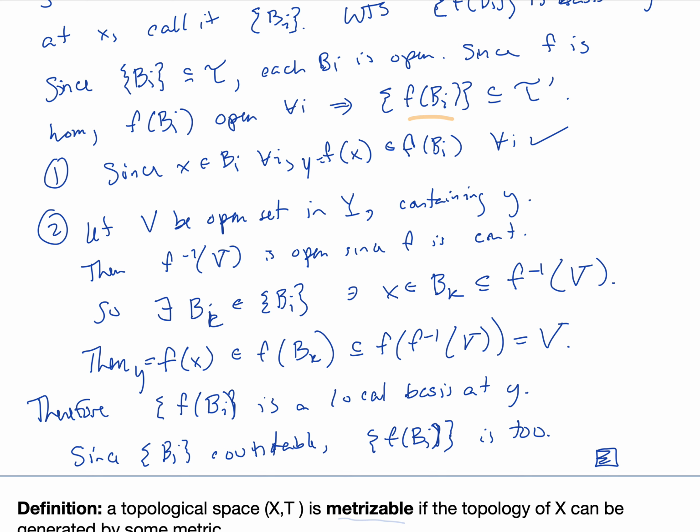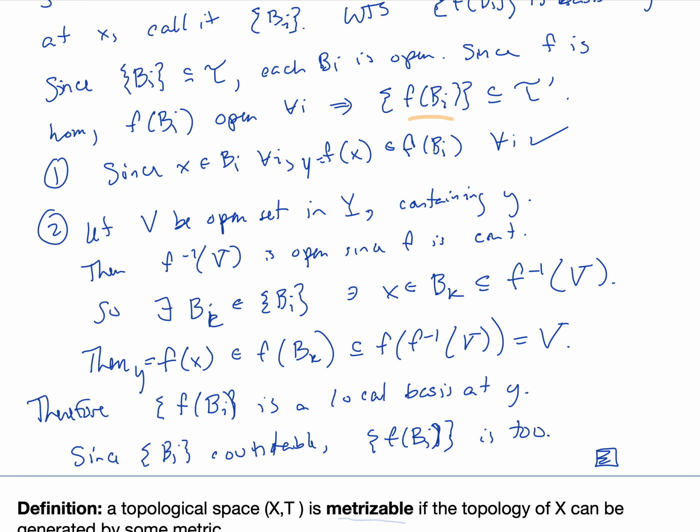Therefore, Y is first countable, and so we've shown that if X is first countable and Y is homeomorphic to it, then Y is first countable as well. Therefore, first countability is a topological property.